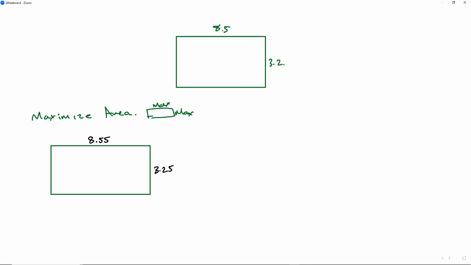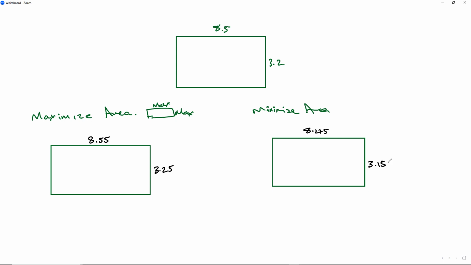If I want to minimize the area, then I can use the lower bound. And I can take that and use the lower bound calculations on each part to get to the lowest possible area, which would be 8.45 and 3.15. If I calculate this original area using a calculator, given it's in centimeters, 8.5 times 3.2 is 27.2 centimeters squared.